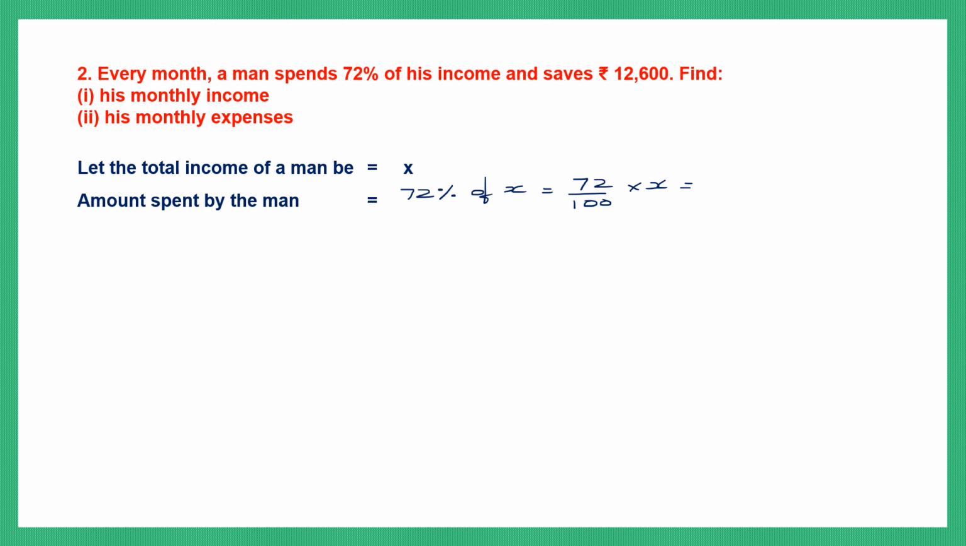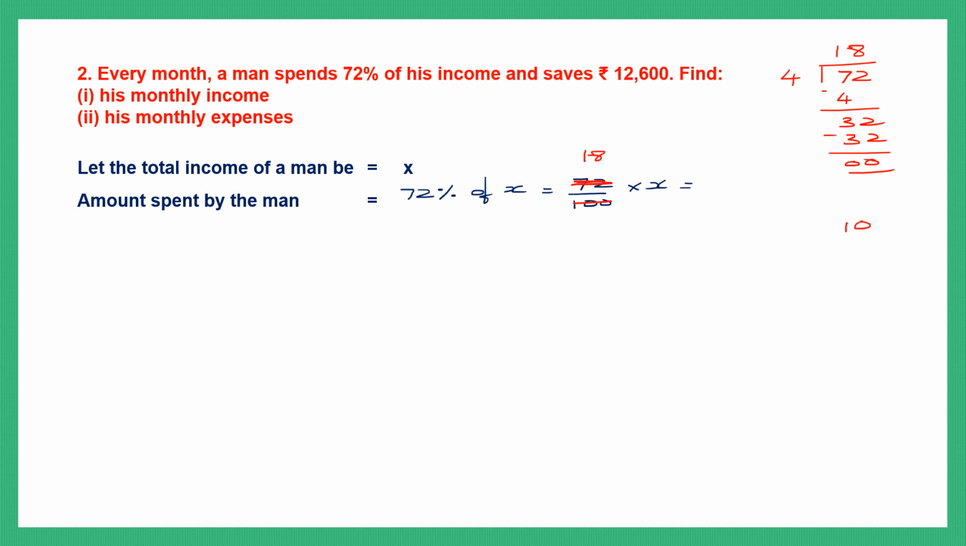We can reduce it to the lowest term. We can reduce both these by 4. Now if you are not able to cancel it here, you can do normal long division to find out 4 into what is 72. 4 ones are 4 minus, now we have 32, 4 eights are 32. That means 4 into 18 is 72. So cancel the 72 and write 18.